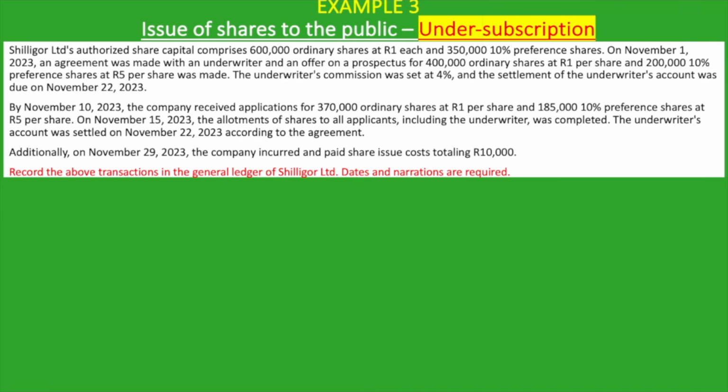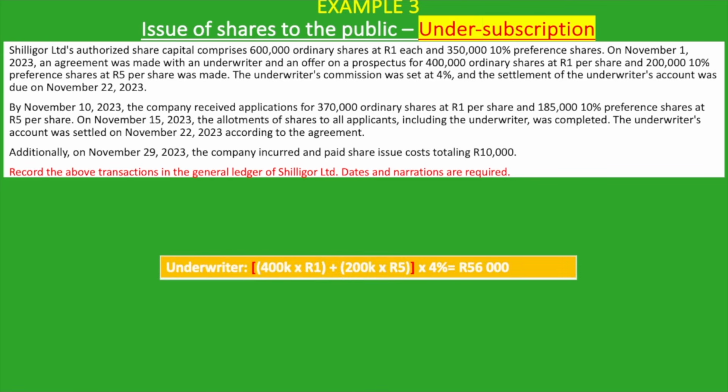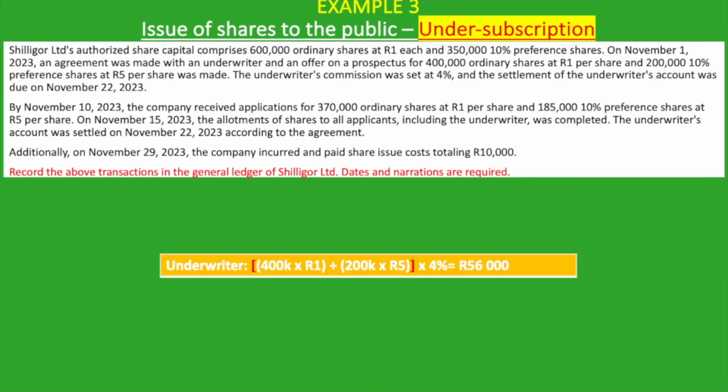Remember, this is the 1st of November. We're not paying the underwriter on that date. In fact, we're told later on that we're only paying the underwriter on the 22nd of November 2023. So we are just creating the obligation here, or the liability. So here is the calculation. We take the 400,000 ordinary shares multiplied by 1 Rand plus the 200,000 preference shares multiplied by 5 Rand, and then that total will multiply by 4%, and it will give us 56,000 Rand. So that is the amount that we need to pay the underwriter.